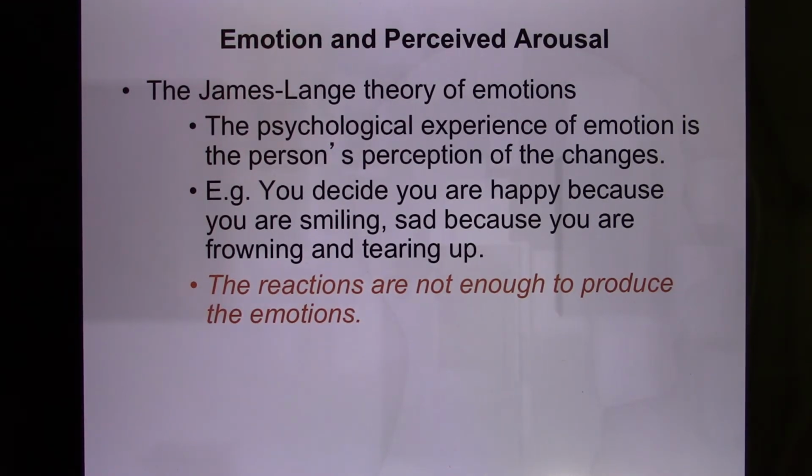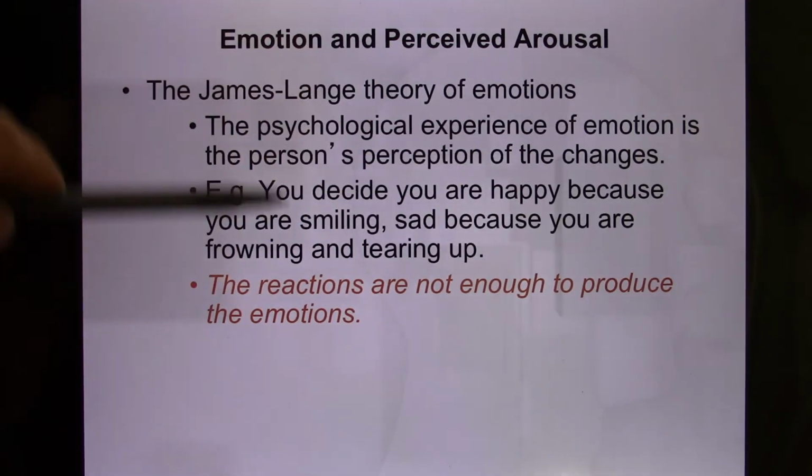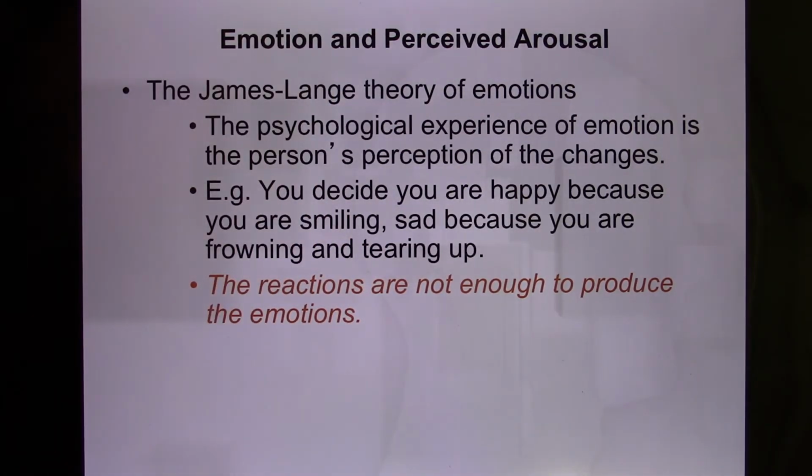So their theory is you have the outside stimulus, then you smile, and your brain knows, oh, I'm smiling, I must be happy. So that's their theory. It's good. They started to talk about emotion, they started to explain emotion. But in general, most psychologists believe their theory is not enough to explain those complicated brain activities.